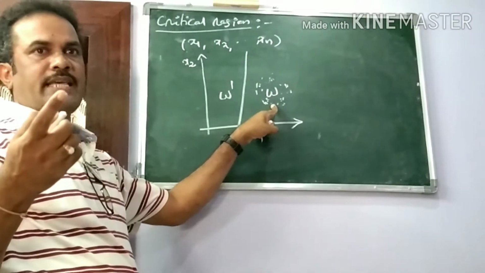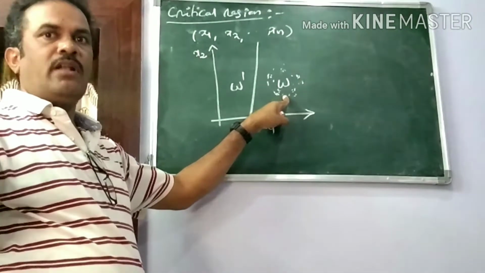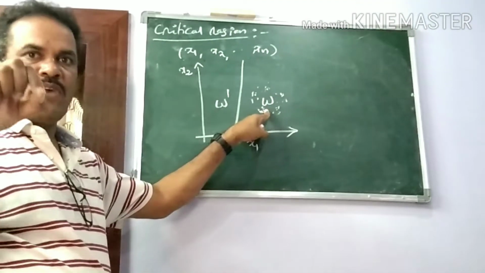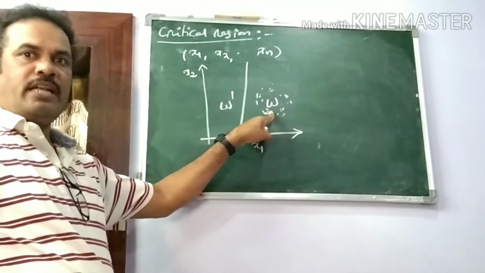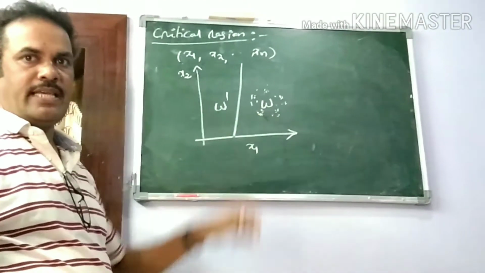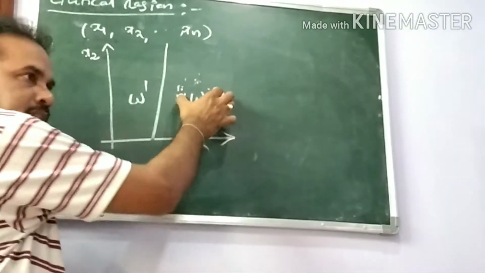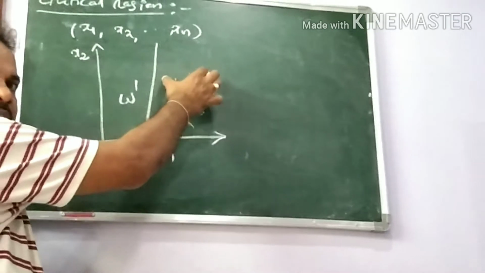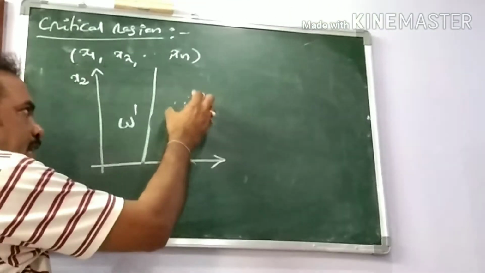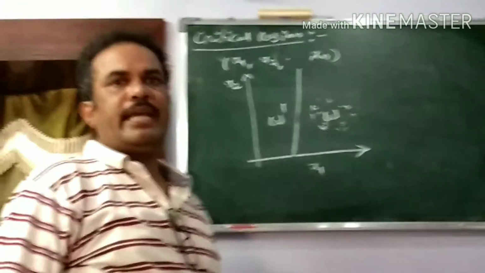So what is the critical region? The null hypothesis is rejected when the sample points fall in this region. The definition: the region of rejection of H naught when H naught is true is called the critical region. In this region the null hypothesis is rejected, though the statement of the null hypothesis is true. We will consider only that region, and it is called the critical region.